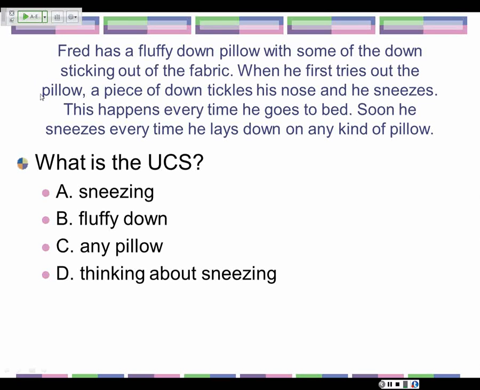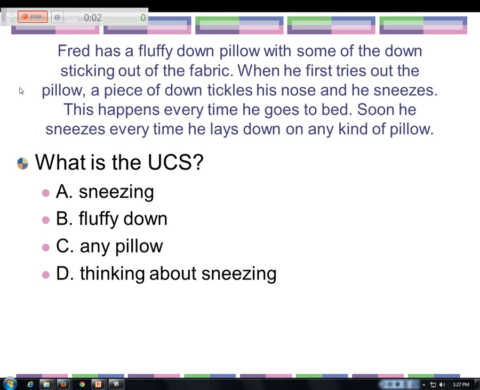Okay, let's practice a couple, and then we'll talk about the American psychologist John B. Watson. Fred has a fluffy down pillow with some of the down sticking out of the fabric. When he first tries out the pillow, a piece of down tickles his nose and he sneezes. This happens every time he goes to bed. Soon he sneezes every time he lays down on any kind of pillow. What's the unconditioned stimulus?